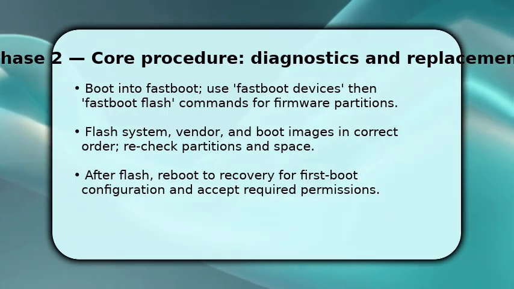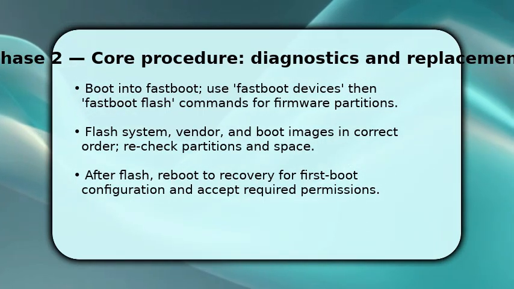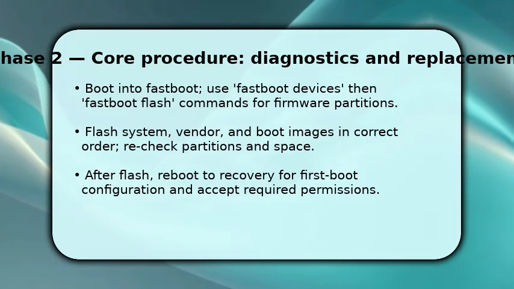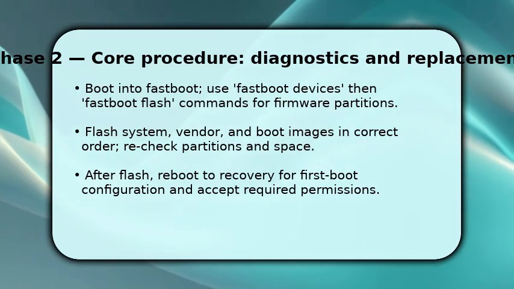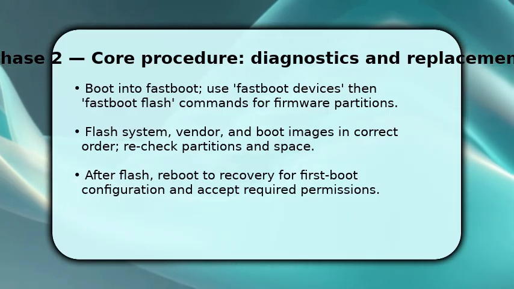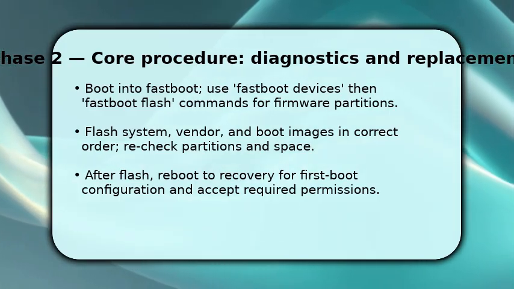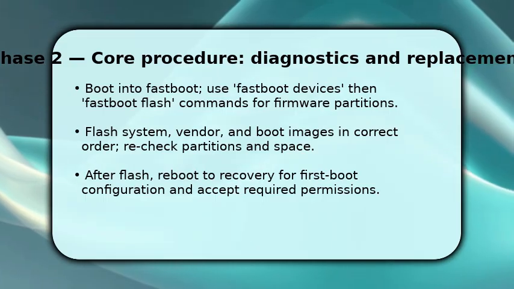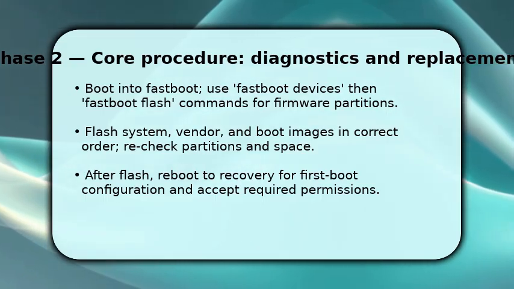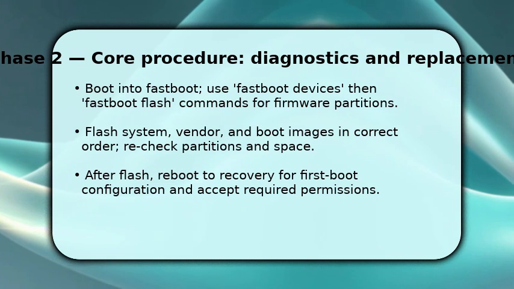Once flashing completes, reboot to recovery or fastboot reboot to trigger first boot tasks. During initial setup, grant permissions and sign into accounts. This lets system services initialize correctly. If you see an error during flashing, revalidate images, and retry the specific partition.